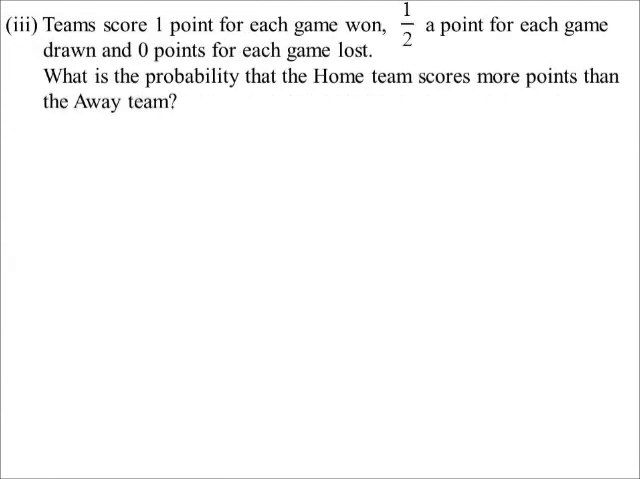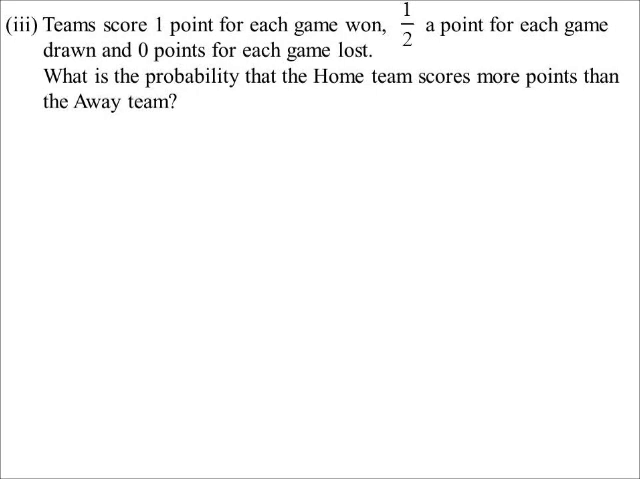Now, teams score 1 point for each game won, half a point if the game's drawn, and 0 if you lose the game. What's the probability that the home team scores more points than the away team? Now, you'd love to say, it's got to be 50-50 surely, but remember there's also a chance they might have the same number of points.